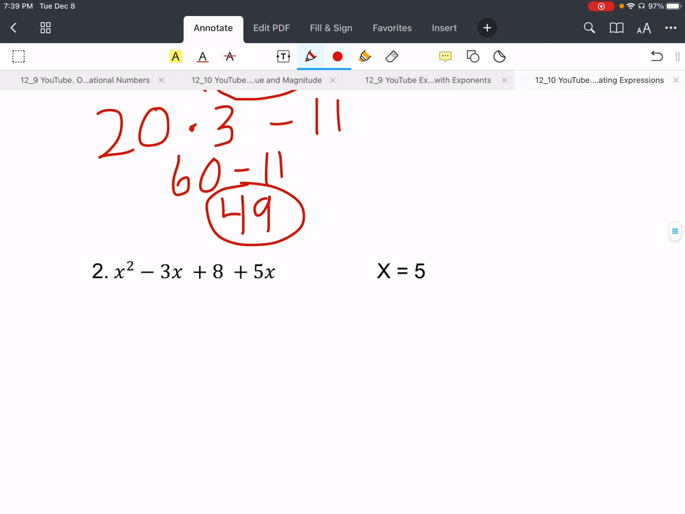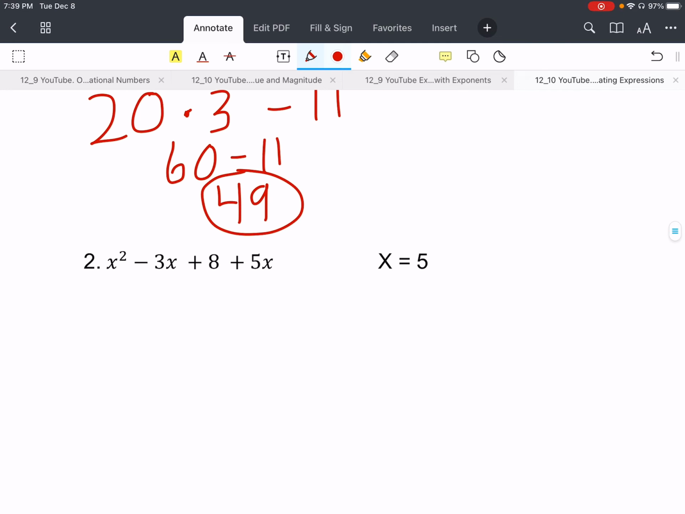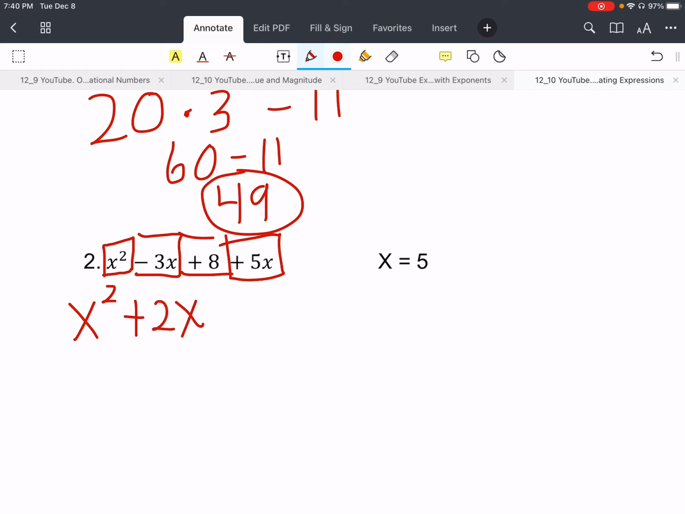Same idea here, slightly more difficult numbers. We can see that our x squared is going to be by itself. Then we have a negative 3x and a positive 5x. That's going to equal a positive 2x and plus 8.